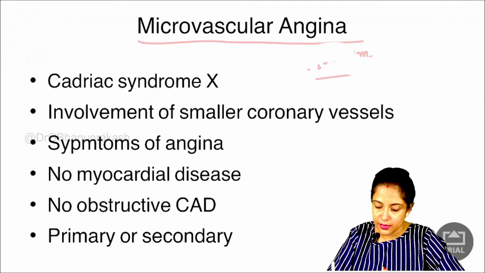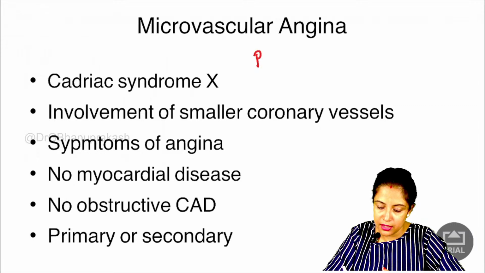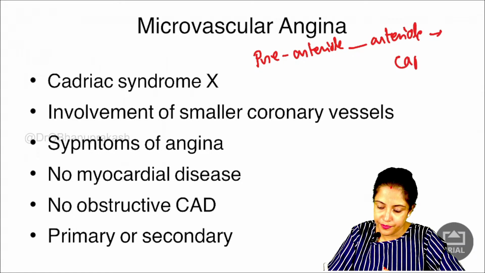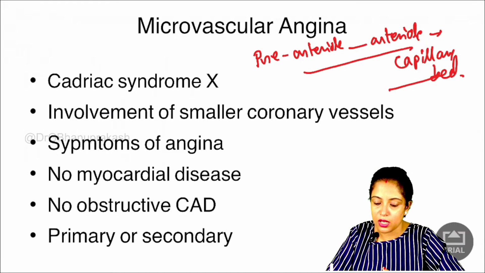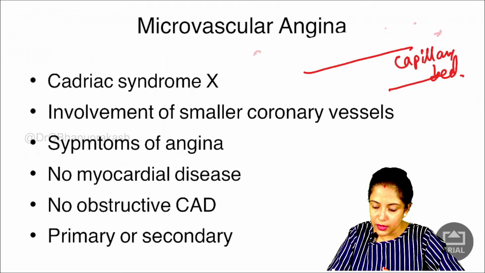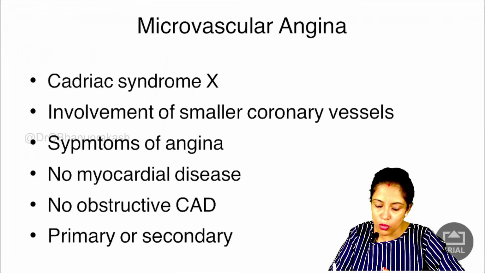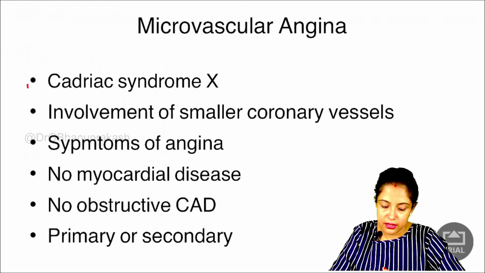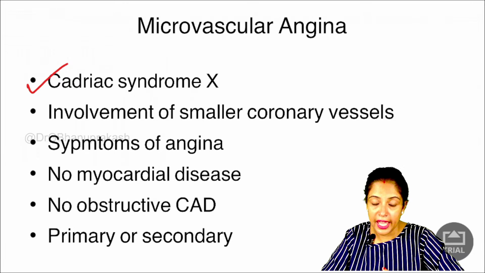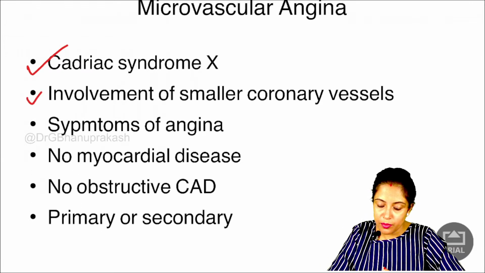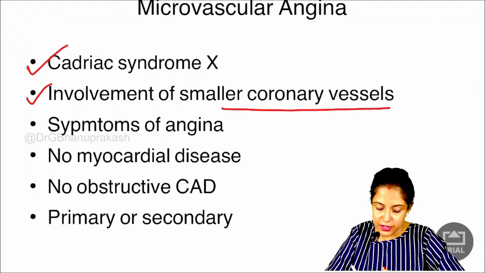So, pre-arterial, very well. These are very small arteries. Microvascular angina is also known as cardiac syndrome X. There is involvement of smaller coronary vessels, as I have said.